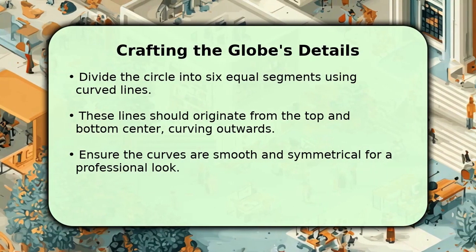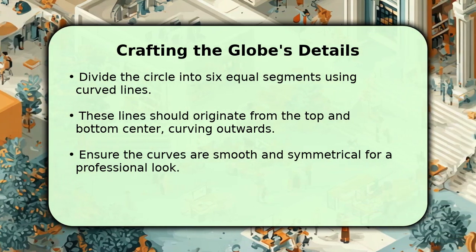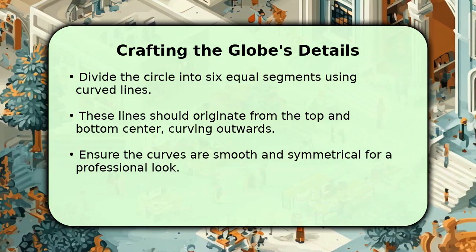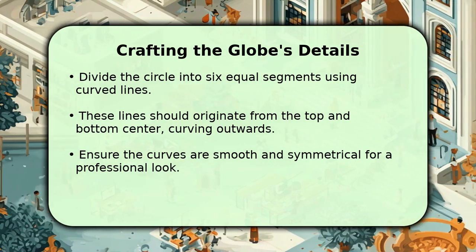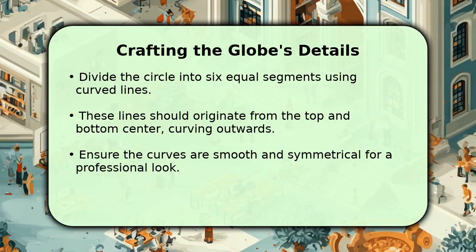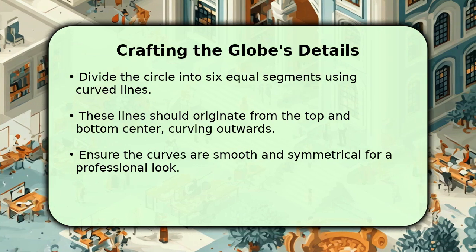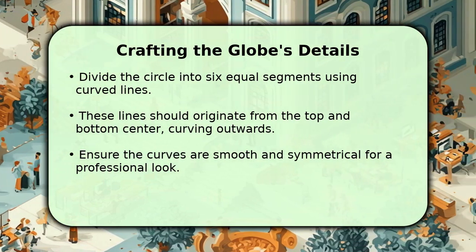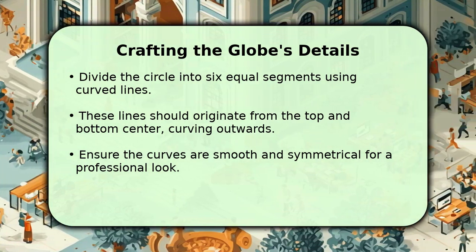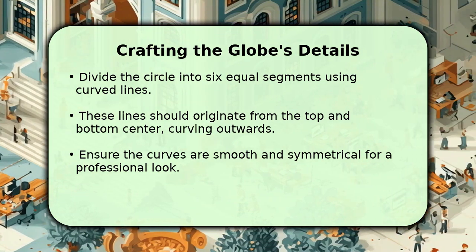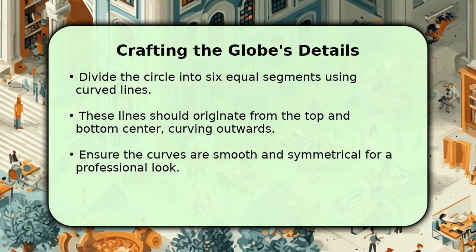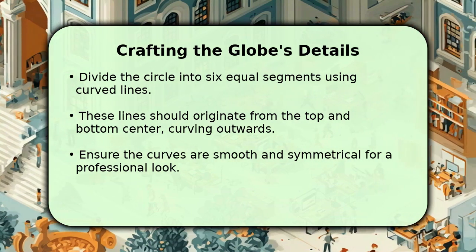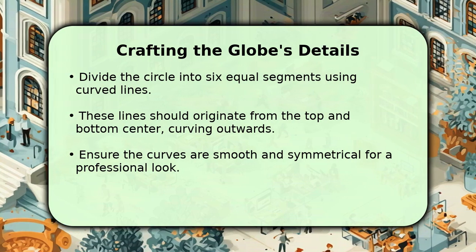Next, we will add the distinctive curved lines that form the globe's segmentation. Imagine dividing your circle into 6 equal parts, with lines gently curving from the top and bottom center points. These curves should be smooth and flow naturally, creating the illusion of a spherical object. Maintain symmetry across all 6 sections to achieve the logo's recognizable, dynamic appearance. Take your time to get these curves just right.